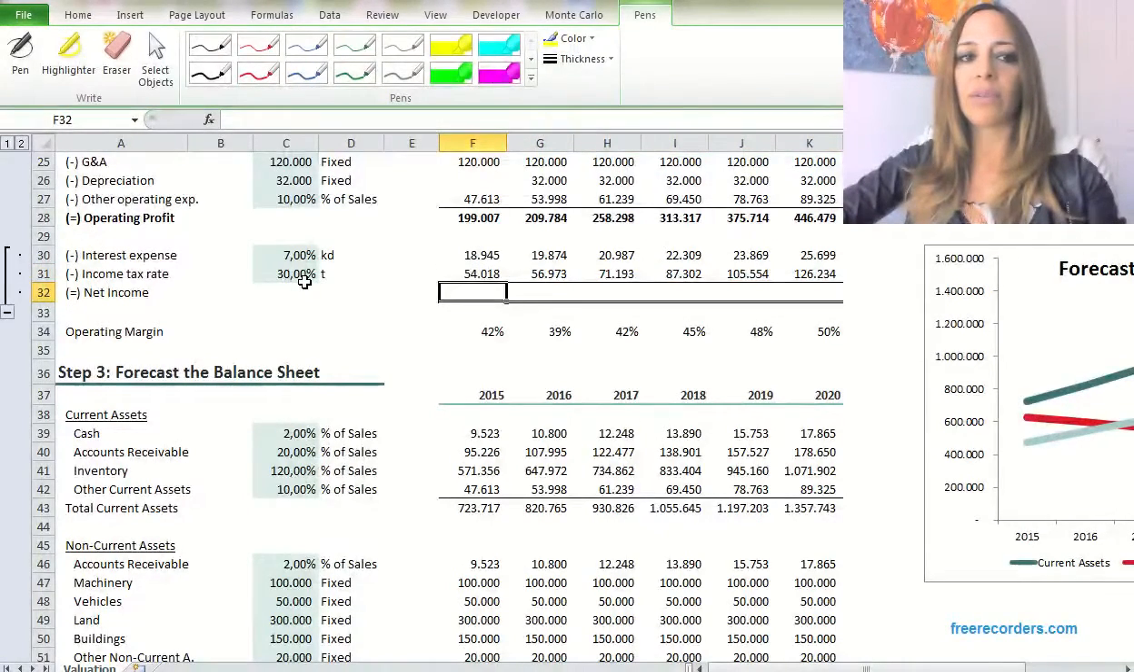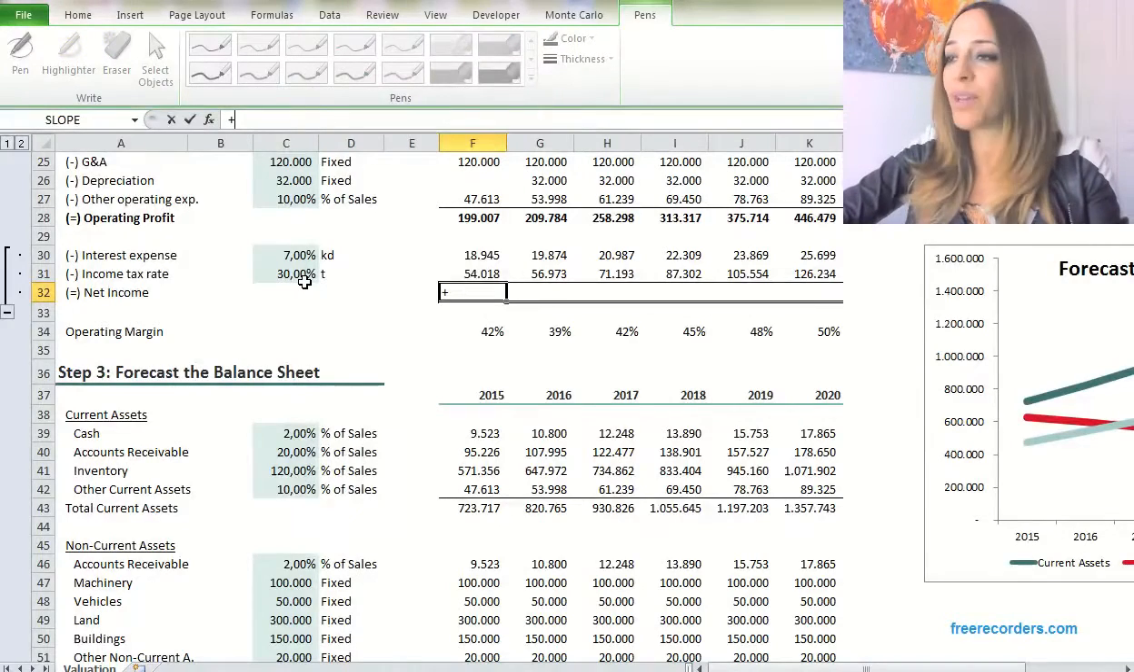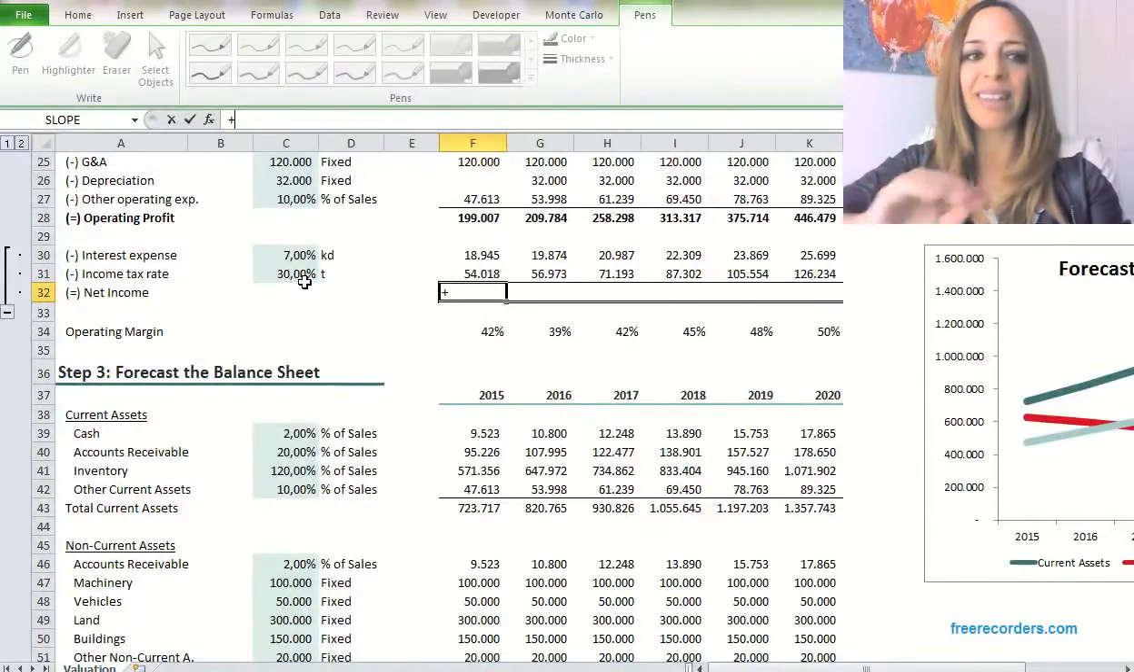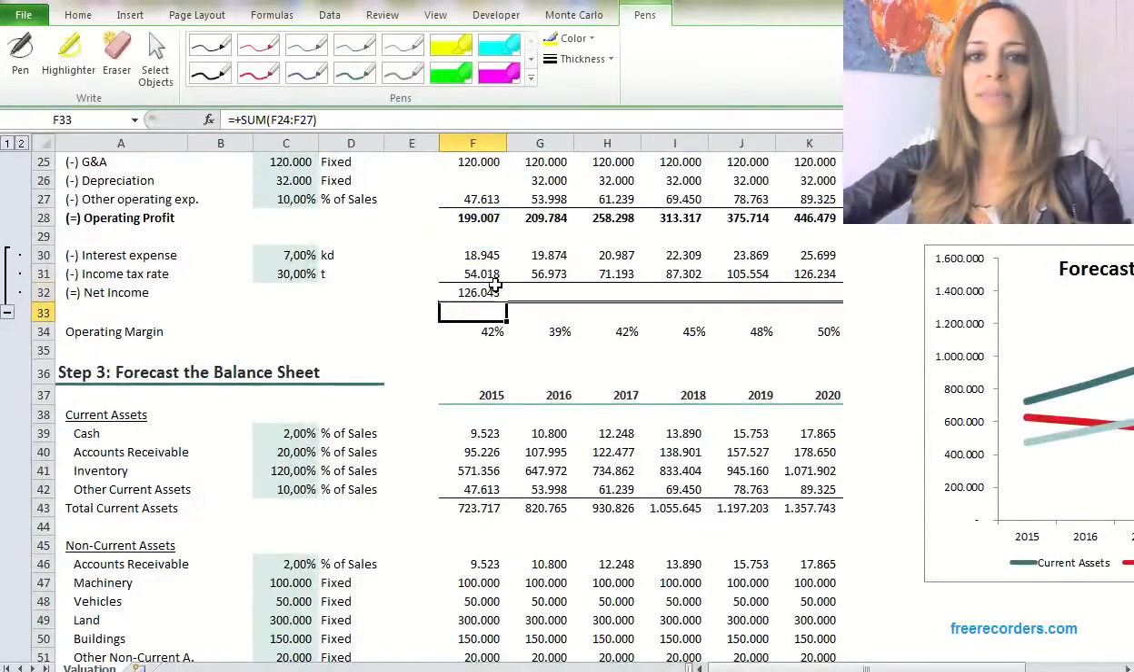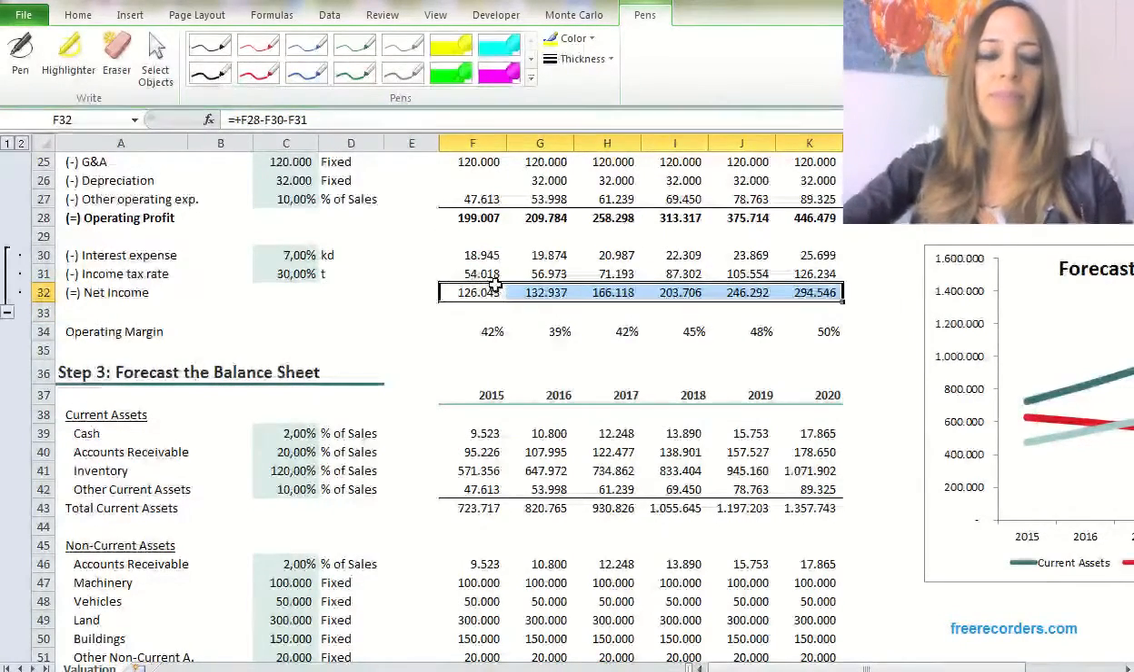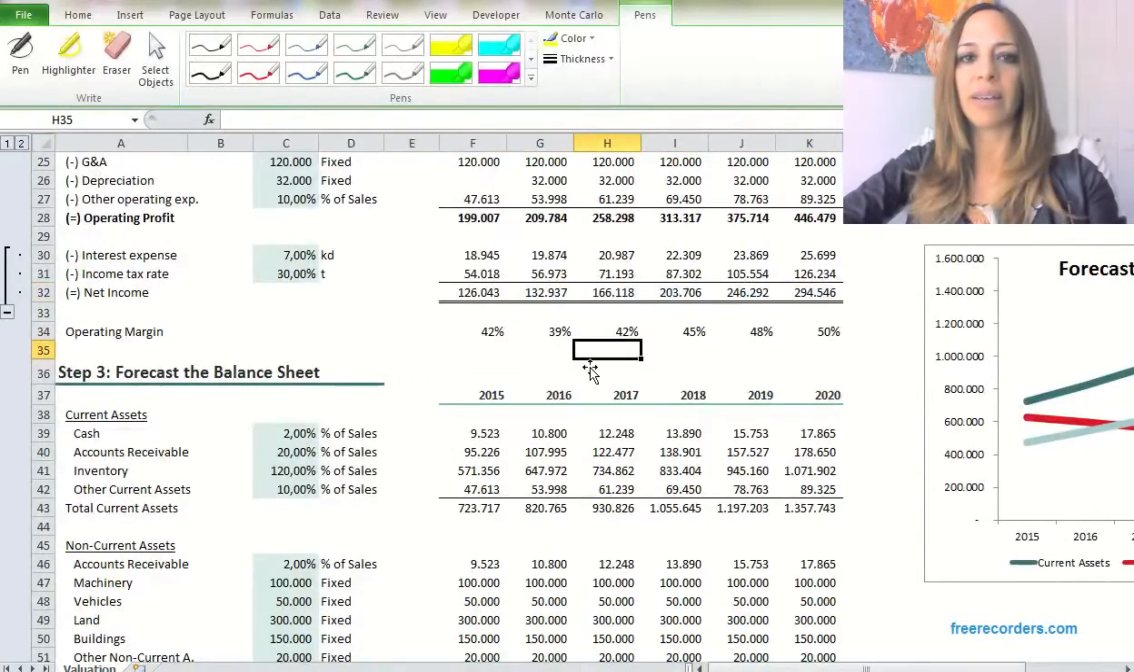And now what is net income? Again, we don't need this part. We only need the line 28 where we have the operating profit, okay? But if we want to finish and present a complete income statement, then net income will be operating profit minus interest minus taxes. All right. Okay, here we have net income.